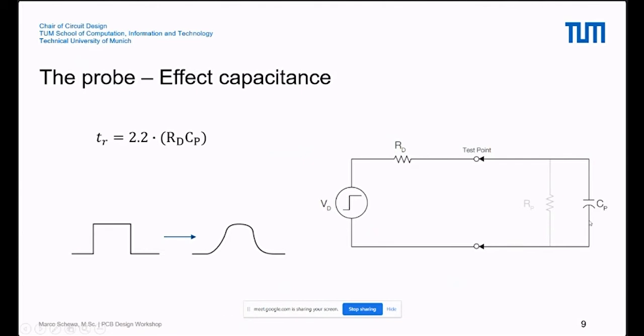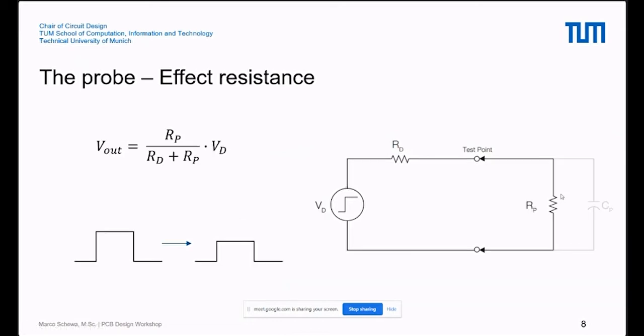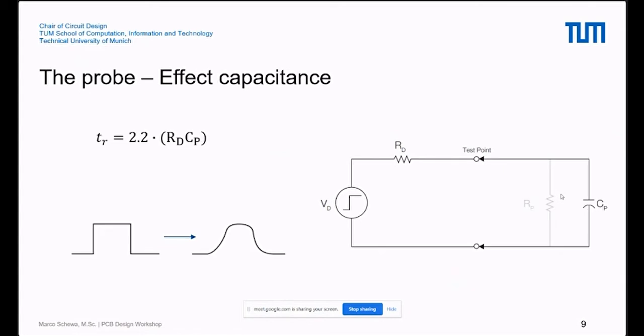Now the effect of the capacitance. Of course, we have also capacitance, and the RC here is generating a pole. And this pole filters out the high frequency components of your clock. Therefore, we have such a clock here. And with a rise time about 2.2 times the circuit resistance and the probe capacitance. So these are two parasitics of the probe. So I'm 1 times the resistance and 1 times the capacitance.